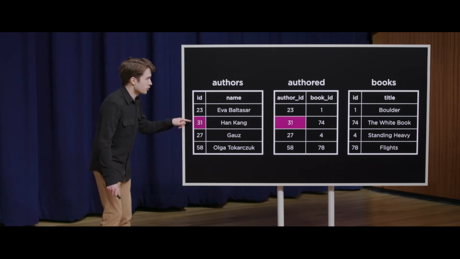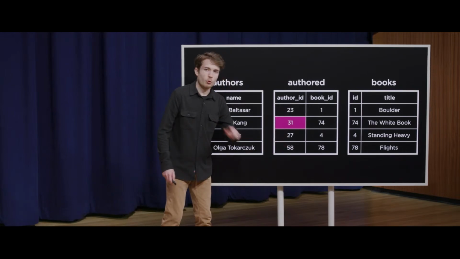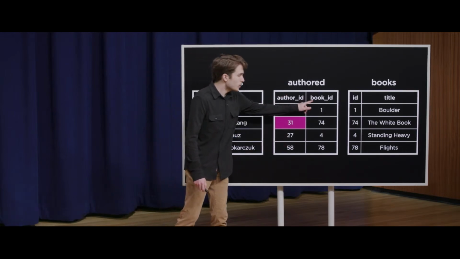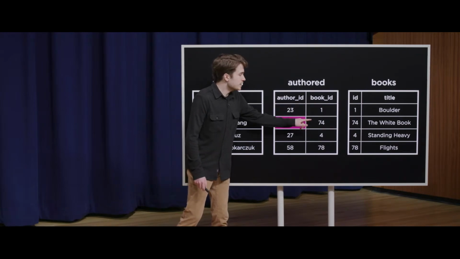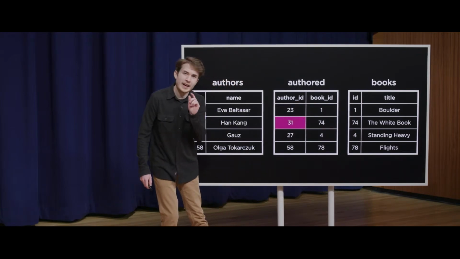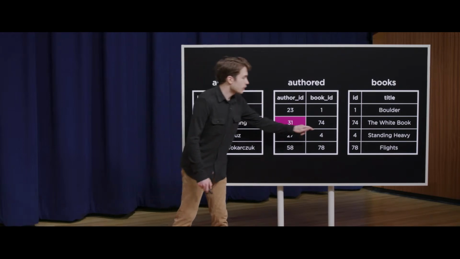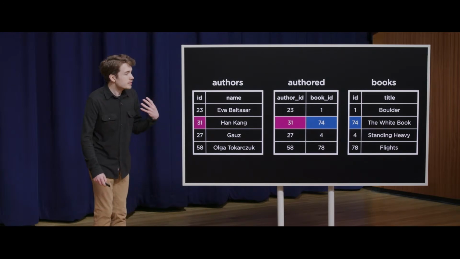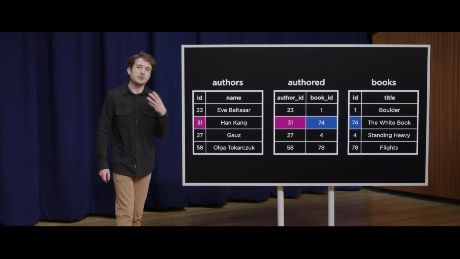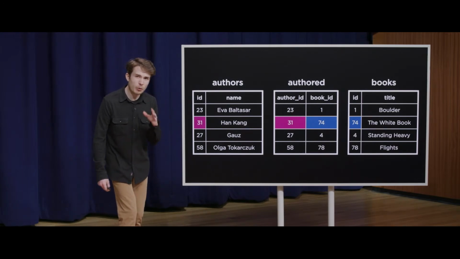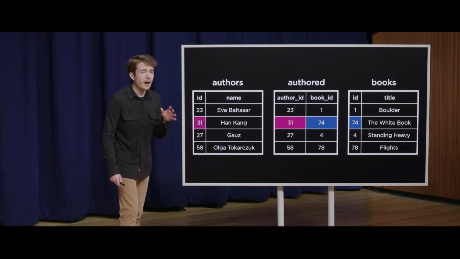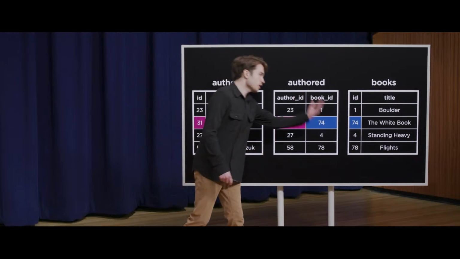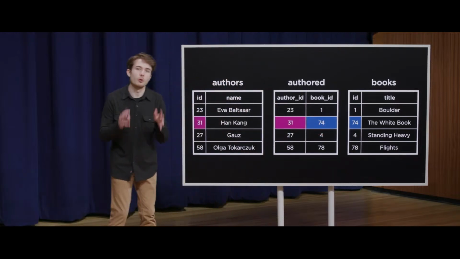Han has the ID 31, and here in the authored table we see the author ID of 31 next to, actually, some book ID. This book ID is 74. Well, what book has that ID, 74? Turns out it's the white book all the way over here. Now, this is adding some complexity to our queries. If I want to find who wrote what book, I have to go through the authors table, then the authored table, and then the books table. That's just a lot of steps to go through.